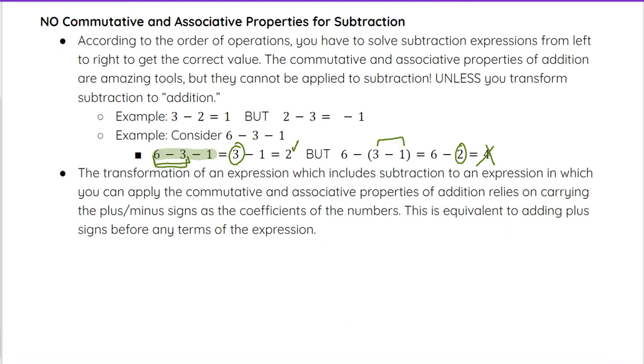The transformation of an expression which includes subtraction to an expression in which you can apply the commutative and associative properties of addition relies on carrying the plus or minus sign as the coefficient of the number, meaning the sign goes with the number, not just the number itself moving without the sign. This is equivalent to adding plus signs before any terms of the expression. So let me show you what we mean by that.